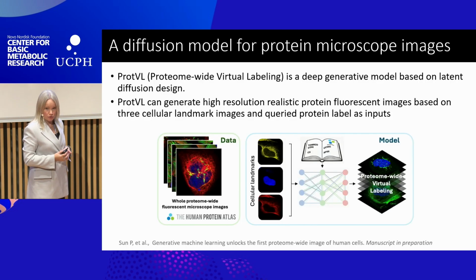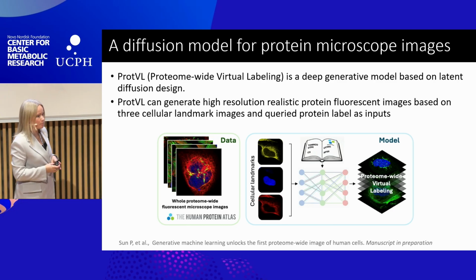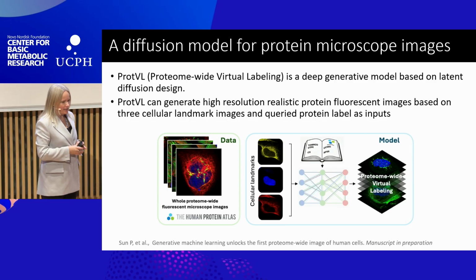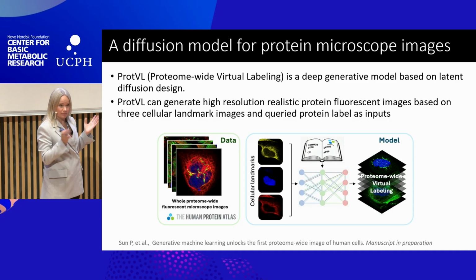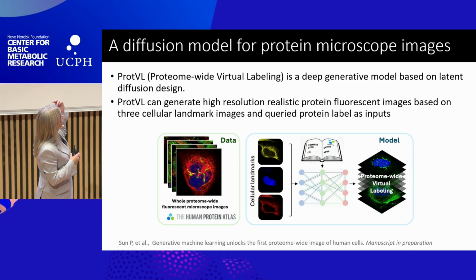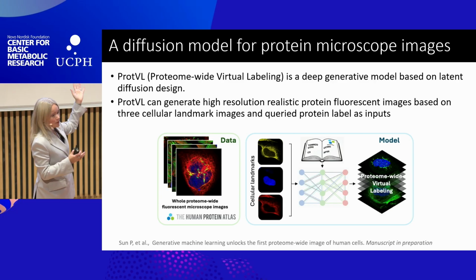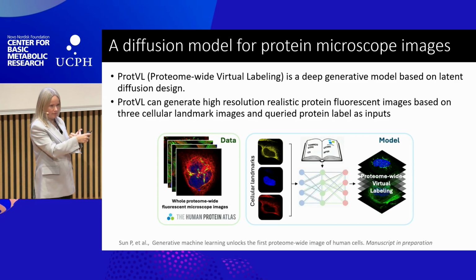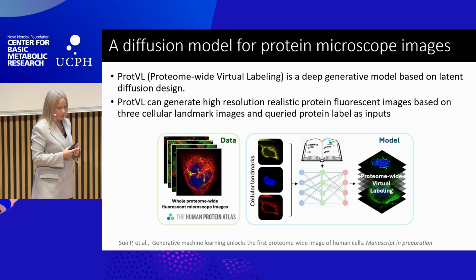And we've trained a diffusion model for protein microscope images. We call it ProtVL, proteome-wide virtual labeling. It's a deep generative model based on latent diffusion design with some tricks to it. So we can generate high-resolution, realistic protein fluorescent images based on these landmarks that I showed you in the beginning, the DAPI, the microtubules, and the endoplasmic reticulum. They are commonly used as reference markers.